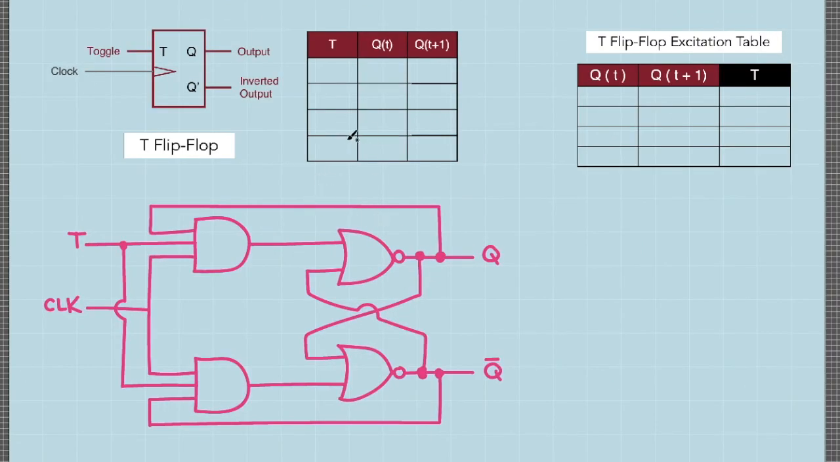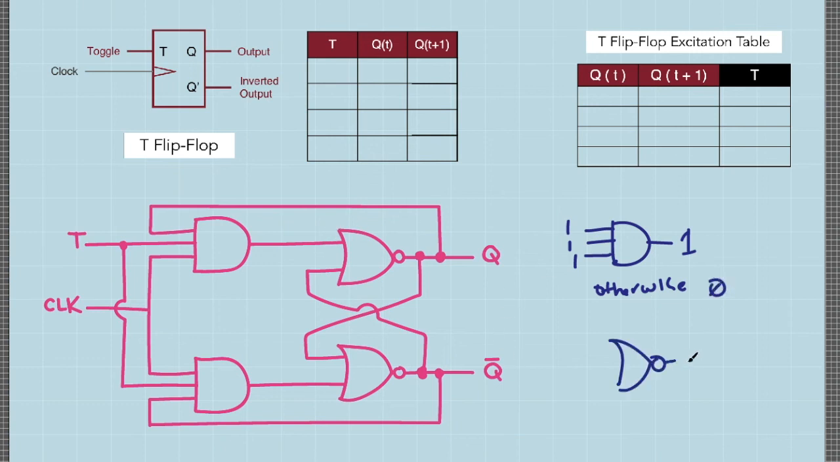Let's explore the behavior of T flip-flop using this example of one implementation of a toggle flip-flop using a 3-input AND gate and a 2-input NOR gate. If we have 3-input AND gate, this will only be 1 if all of its inputs are 1. Otherwise, its output will be 0. For the NOR gate, the output of NOR gate will only be equal to 1 if both of its inputs are 0. Otherwise, this NOR gate will have an output of 0.